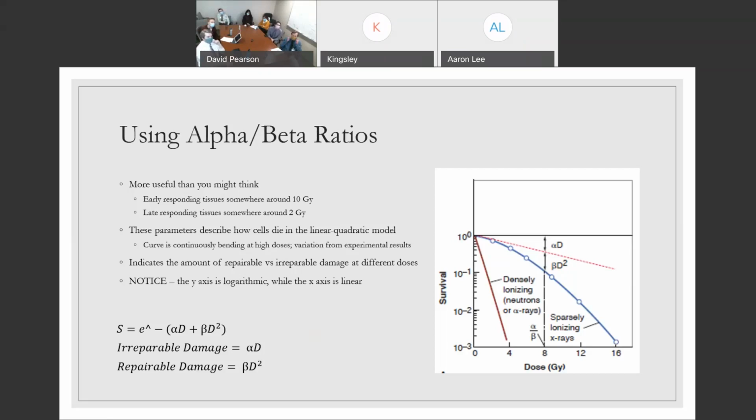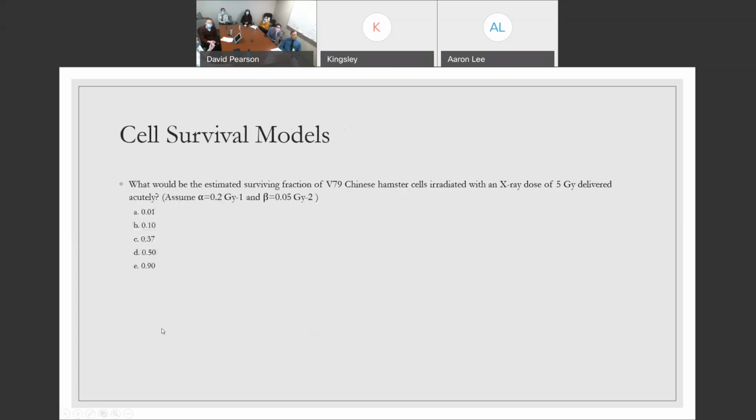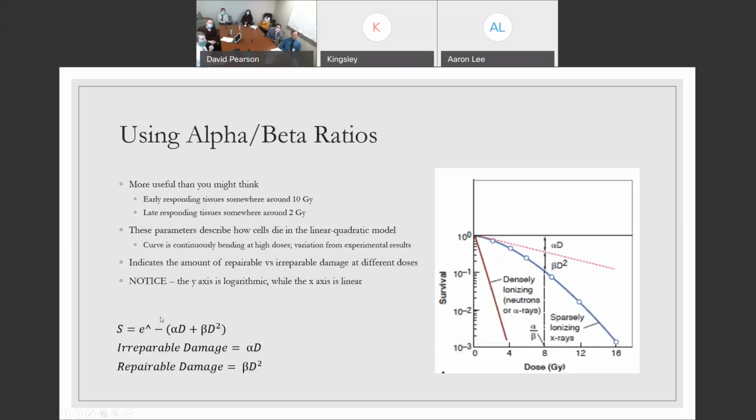So these 2 parameters together indicate the amount of repairable versus irreparable damage that occurs at different doses. Irreparable damage is given by alpha times the dose delivered, whereas repairable damage is beta times the dose delivered squared. You won't be asked to do any math with the cell survival curve equation here, but I would remember these 2.